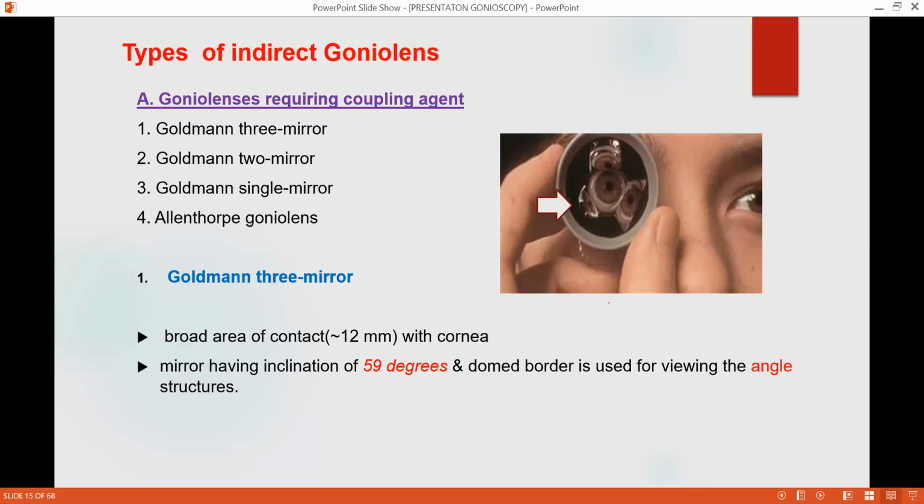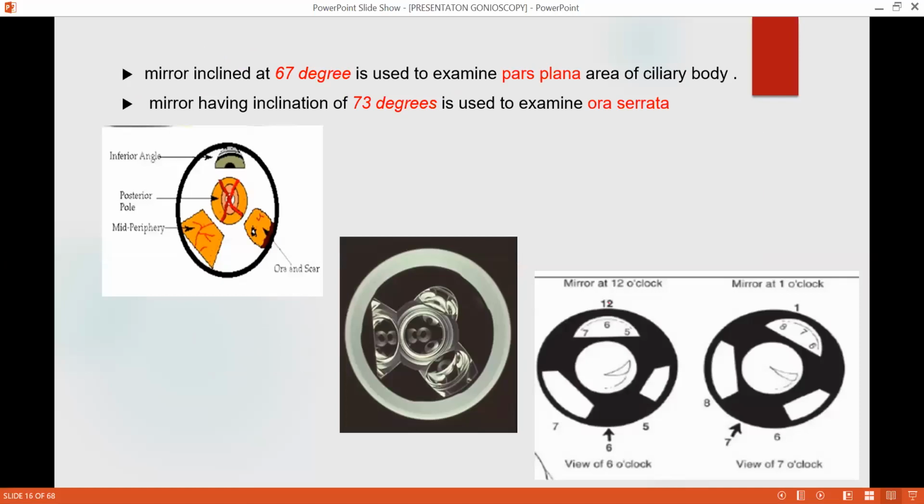Various types of lenses are there, like the Goldmann 3-mirror, Goldmann 2-mirror, Zeiss, and Allen-Thorpe gonio lens. The most commonly used is the Goldmann 3-mirror lens. It has a broad area of contact with the cornea. This 3-mirror lens has 3 mirrors inclined at different angles. The mirror having an inclination of 59 degrees is dome shaped, as shown in this clinical picture. The white arrow represents the dome-shaped mirror which is used to see the angle. The other two mirrors, which incline at 67 degrees and 73 degrees, are used to see the pars plana and ora serrata respectively.